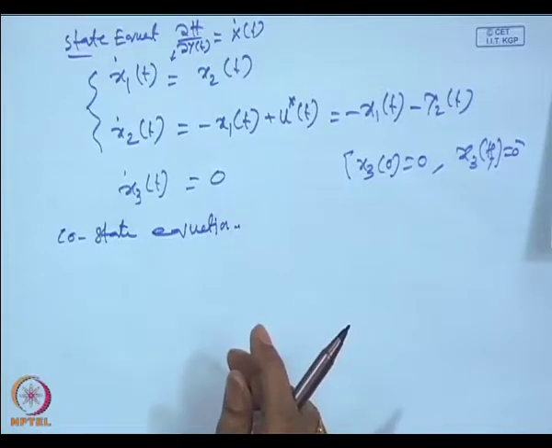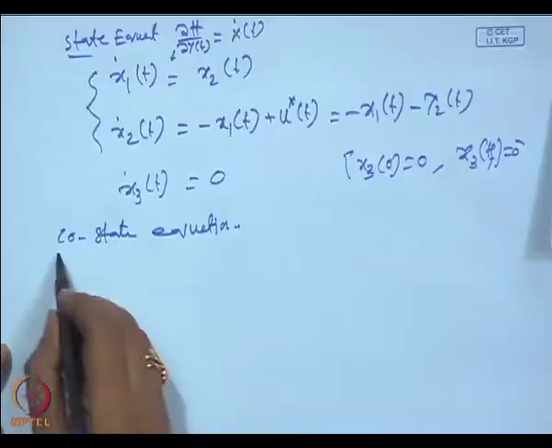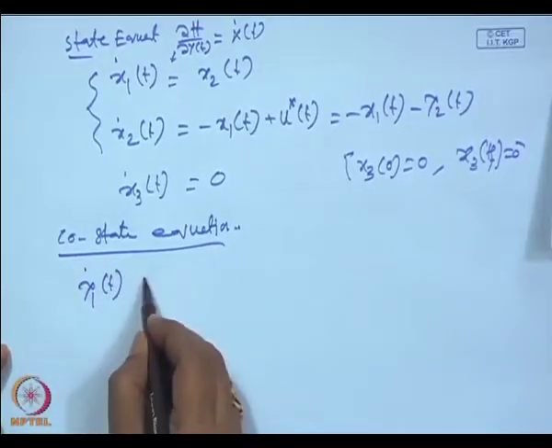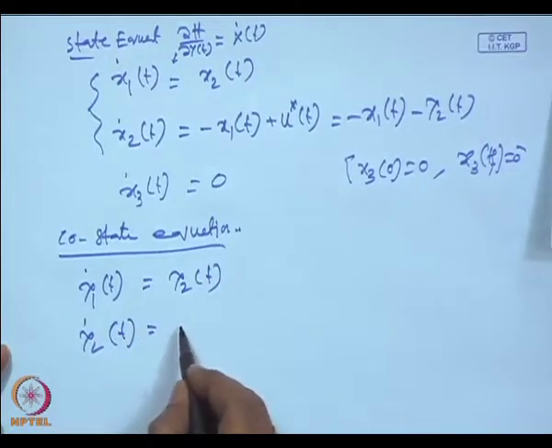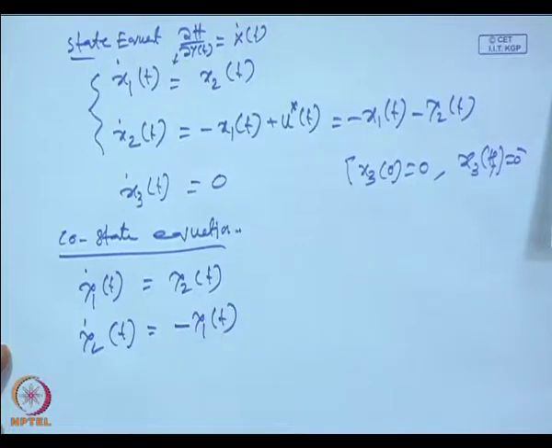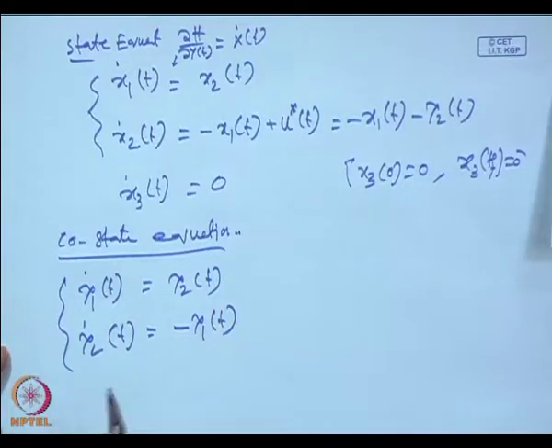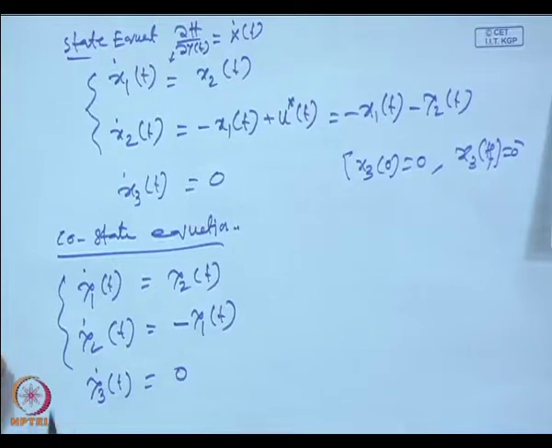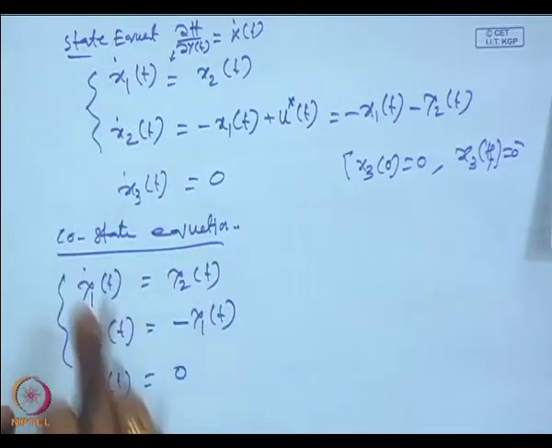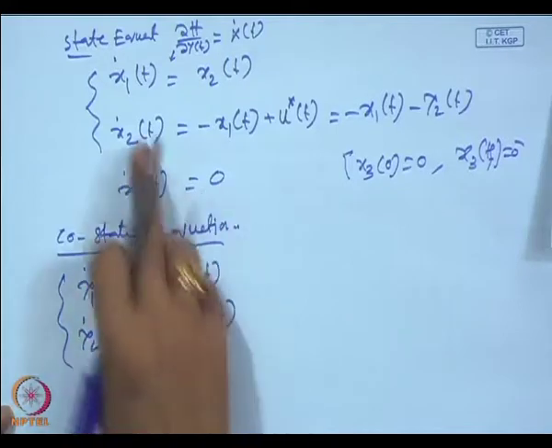If you see the co-state equation, we also get three equations in terms of lambda 1 dot, lambda 2 dot, and so on. Finally, in our co-state equation we will get lambda 1 dot is equal to lambda 2 of t, lambda 2 dot is equal to minus lambda 1 of t. And the third equation is lambda 3 dot is 0. So now you see these two sets of equations, and lambda 3 of t is equal to 0.